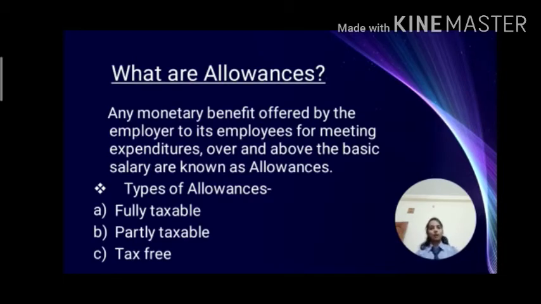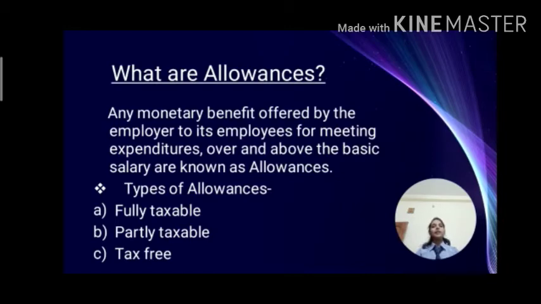Now, what are allowances? Allowances are the part of salary which is provided by an employer to his employee in cash in addition to the salary. The allowances are added to the salary of an individual and taxed under the head of income from salaries. There are three types of allowances: fully taxable allowance, partly taxable allowance, and tax-free allowance.